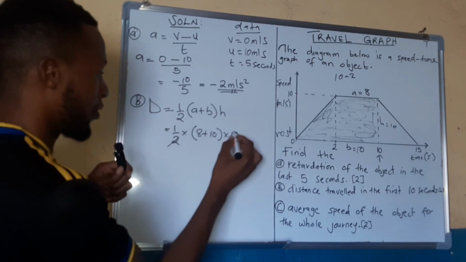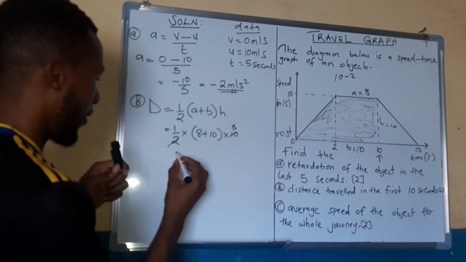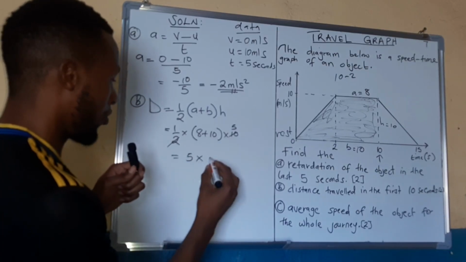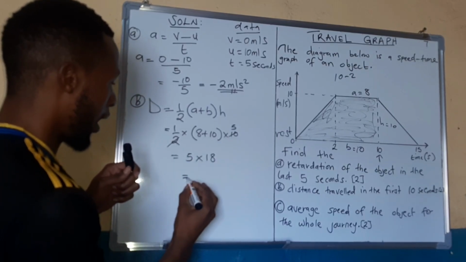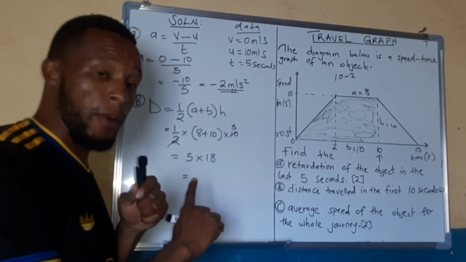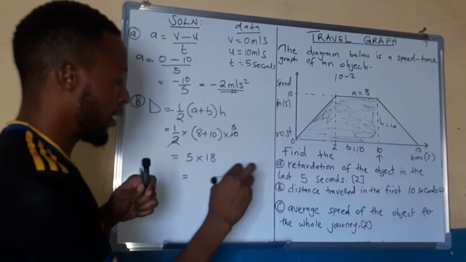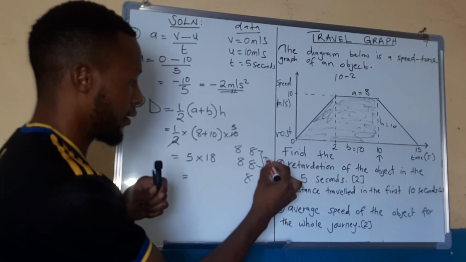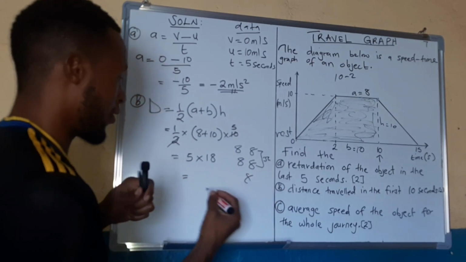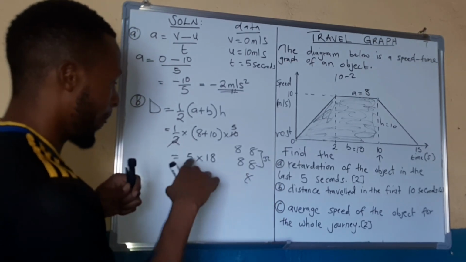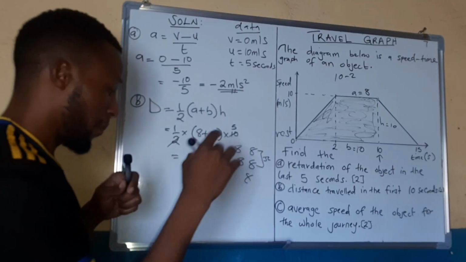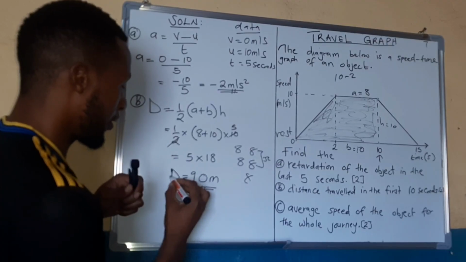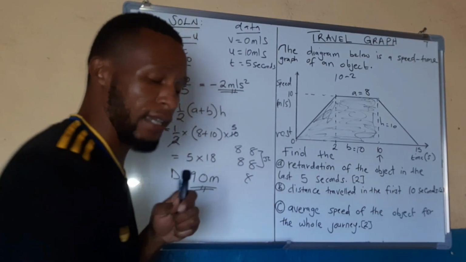Okay, this 2 can be divided into this 5 times. Okay, so we have 5 times, what is 8 plus 10? Good, we have 18. Our final answer here becomes, remember this is paper 1, don't use a calculator. So 5 times 8, that is 40, so we have 0, carry 4. Then 5 times 1, that is a 5, plus the 4, which is 9. So 9 meters is our distance in the first 10 seconds.